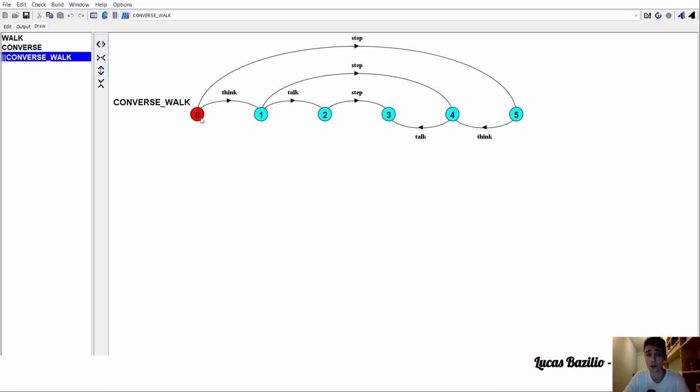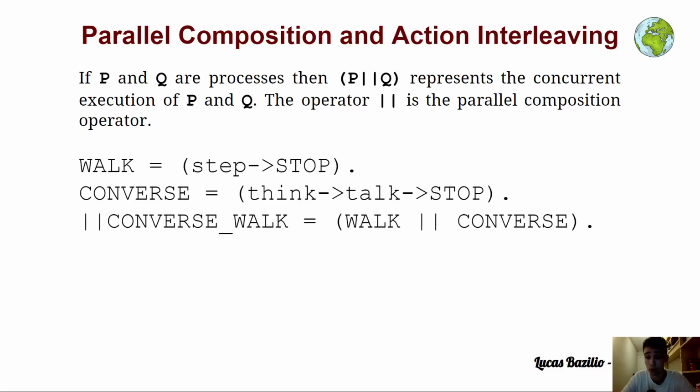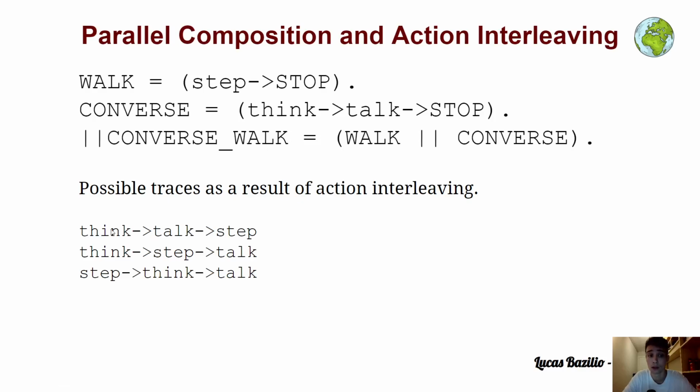Notice that since this is a concurrent process, we can have different traces as a result of the action interleaving. So for instance, in this description, we can begin with the action think of the process converse, then we execute the action talk of this same process, and then we execute the action step of the process walk. What could also happen is we execute the action think of the process converse, then the action step of the process walk, and then the action talk of the process converse. A final possible option could be beginning with the step action from the process walk, then think and then talk, both actions from the process converse.